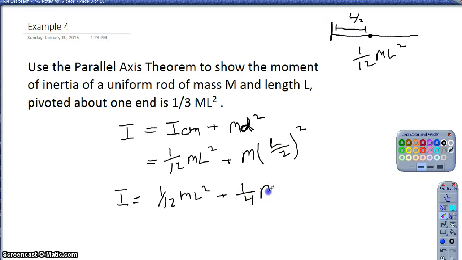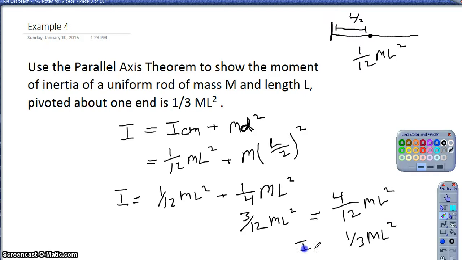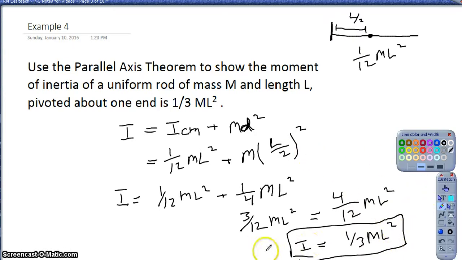so in other words 1/4 ml squared, which once we get a common denominator would be 3/12 ml squared. So I've got 1/12 ml squared plus 3/12 ml squared, which equals 4/12 ml squared, or better yet, 1/3 ml squared. So it's pretty easy to find that the moment of inertia of a rod pivoted about one end is 1/3 ml squared. I did not have to do another integral to get there. Now again, there's nothing wrong with doing it, but in this case it's a little bit easier. I think mathematically most of us could do this without too much difficulty as long as we know the moment of inertia about the center. Anyway, hopefully that makes sense.